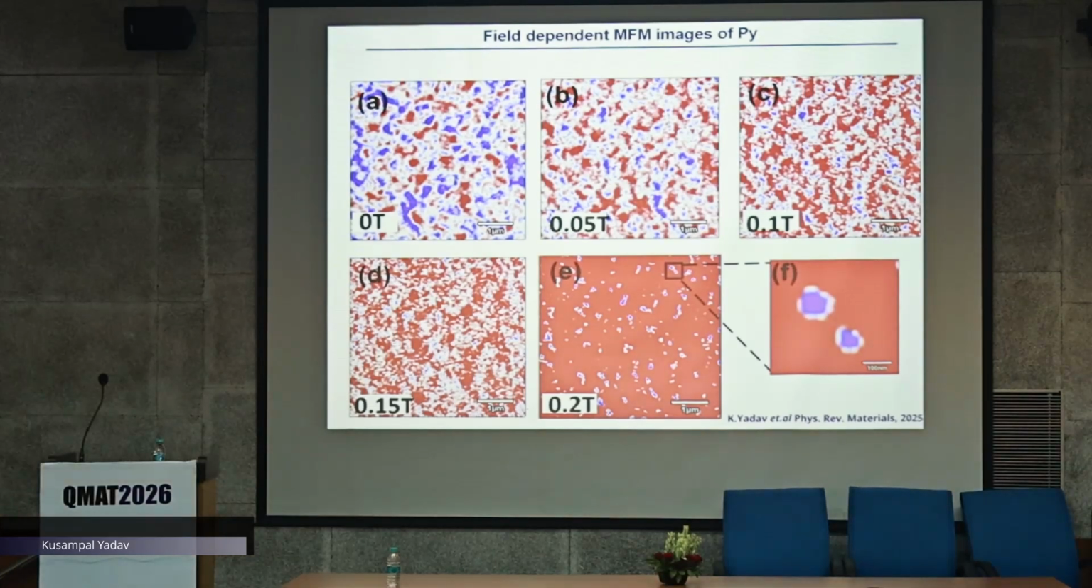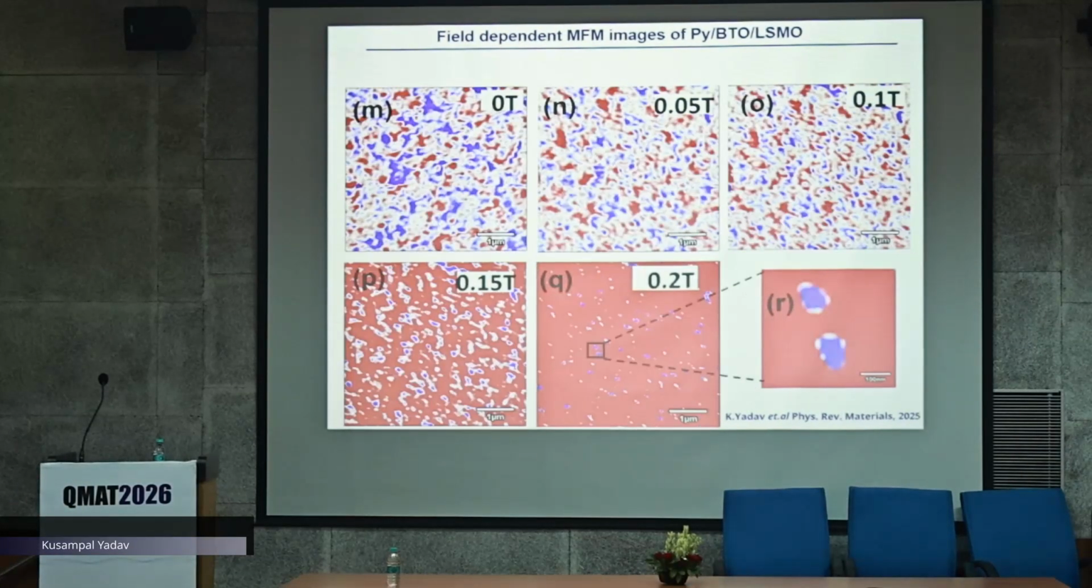Also using the MFM, we have observed these non-coplanar spin textures. This red one shows the positive z direction magnetization, and blue one shows the negative direction of magnetization. As we have increased the positive magnetization, more and more spins get aligned in the positive direction, but some isolated nanodomains form, which shows the presence of non-coplanar spin textures. And we have done this for all heterostructures, and we have observed it in all heterostructures.